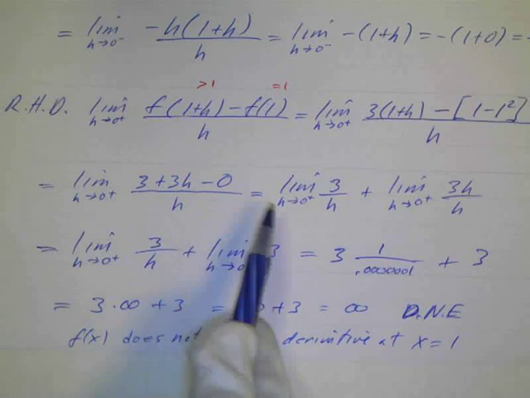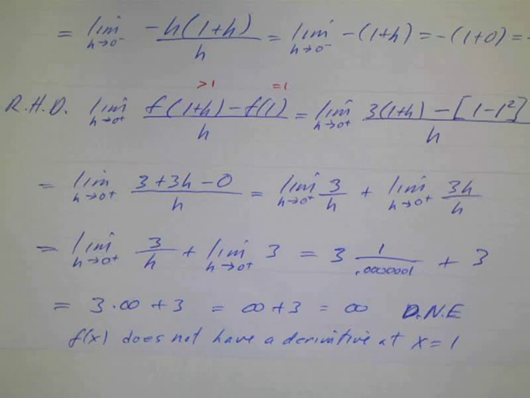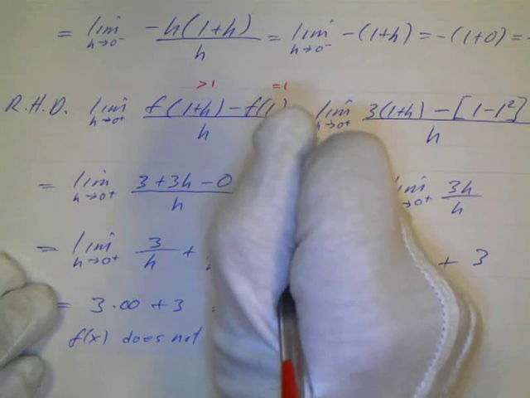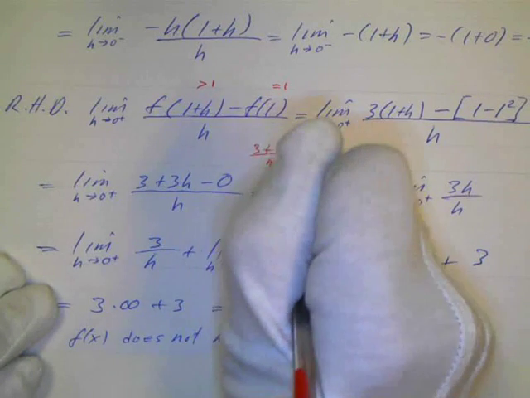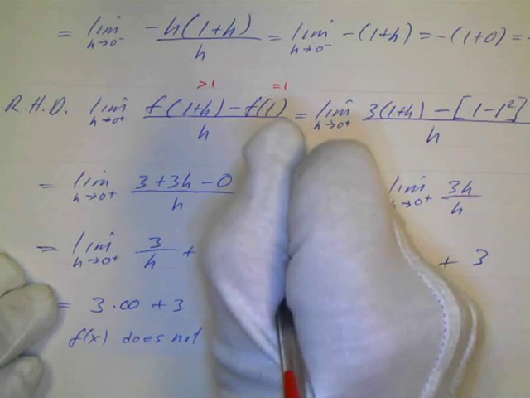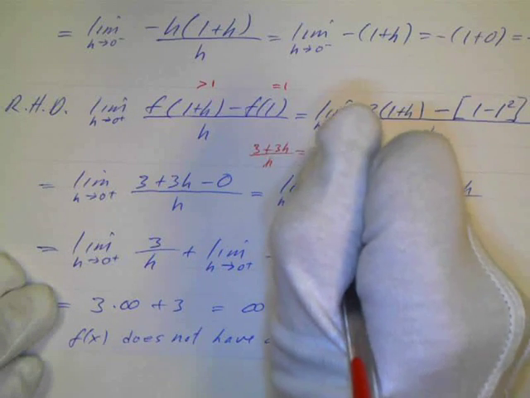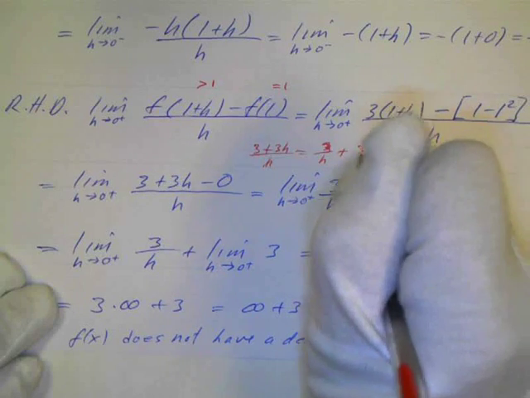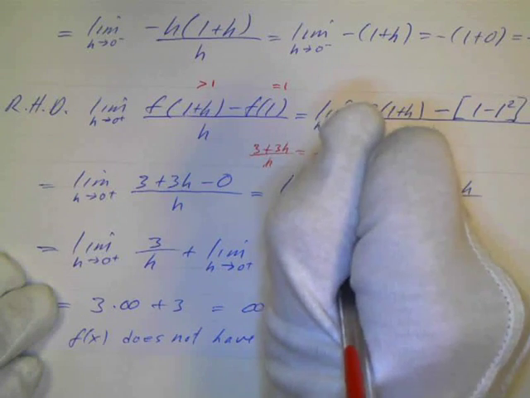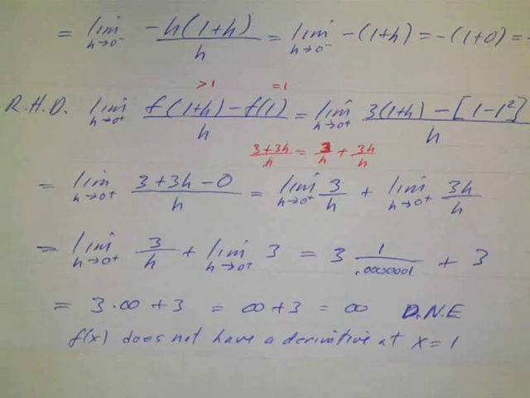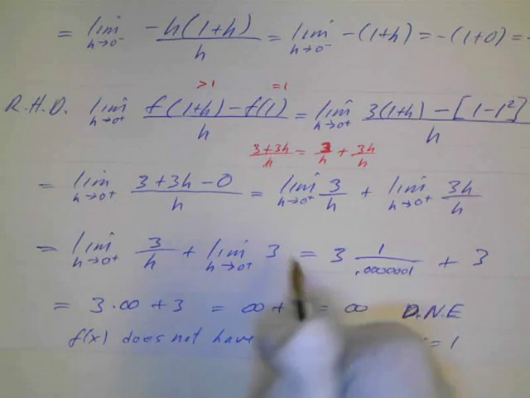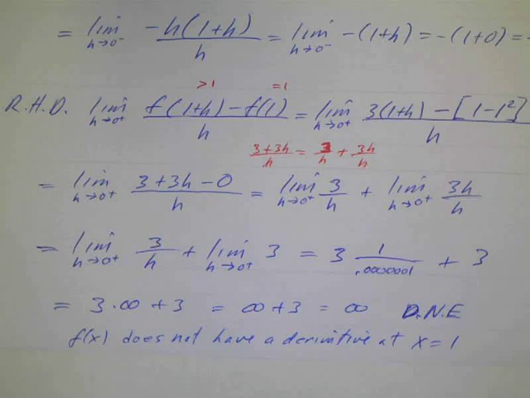And again, what I did was I just broke this up, so I kind of skipped a step, but we know that 3 plus 3h over h equals 3 over h plus 3h over h, right? We just put them over common denominators. So all I did was break that up. And then I said the limit of a sum is the sum of the limits. So I just broke that up. Okay? So I hope that makes sense.